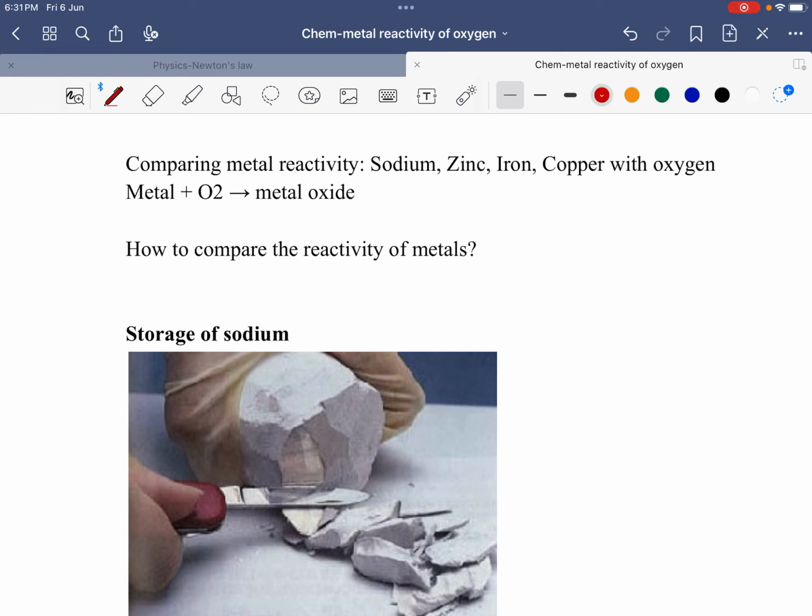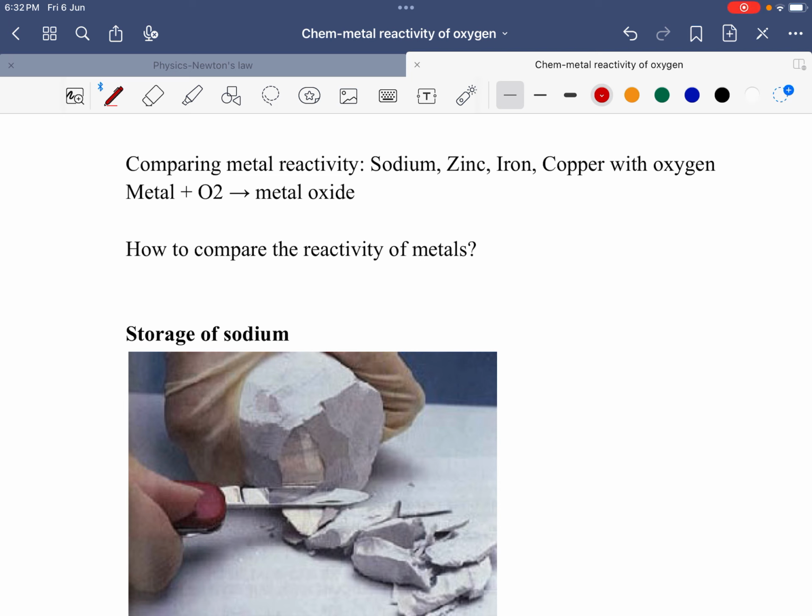Today we are going to talk about how to compare the metal reactivity with oxygen. The four metals that are the focus of today are sodium, zinc, iron, and copper. First of all, I would like you to write down the chemical symbols of these four metals. I think you should know them.